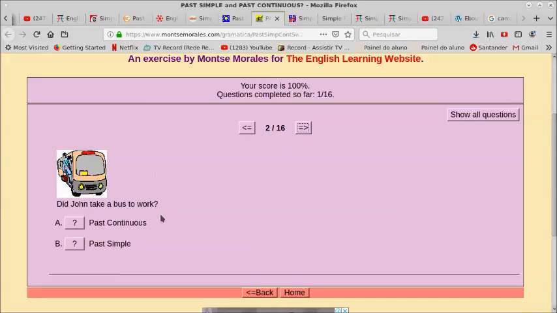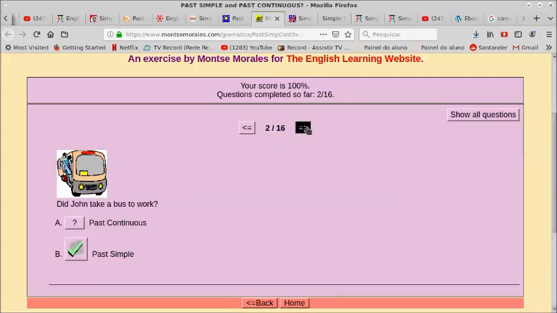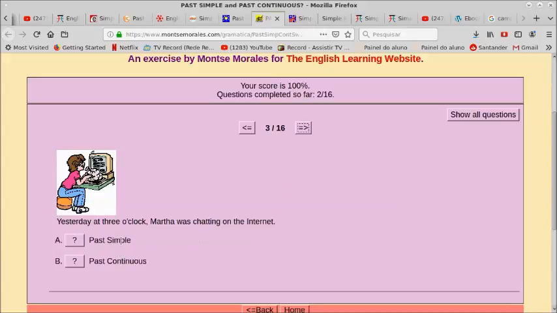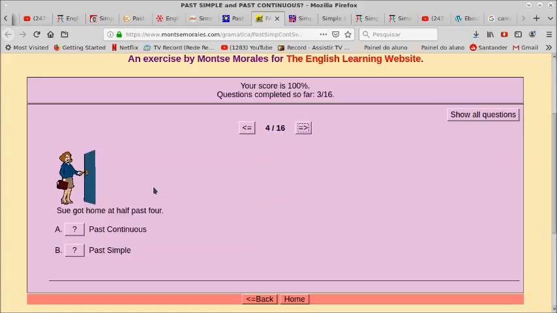Next. Did John take a bus to work? O Tom pegou um ônibus para trabalhar? Também é uma ação acabada, né? So, it's past simple. Ok? The next. Yesterday at 3 o'clock, Martha was chatting on the internet. So, ontem às 3 horas em ponto, Martha estava conversando, teclando na internet. É uma ação progressiva, uma ação contínua. So, past continuous, right?